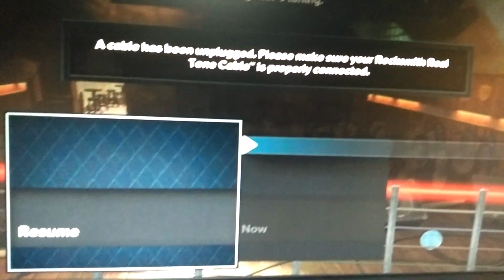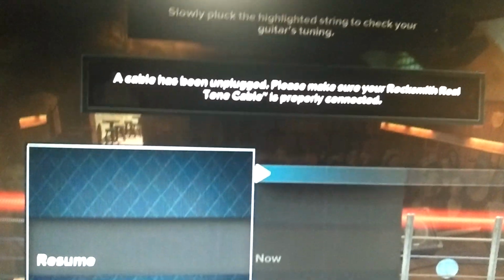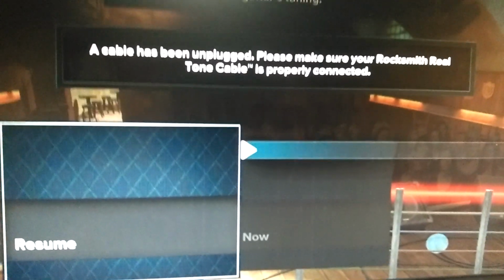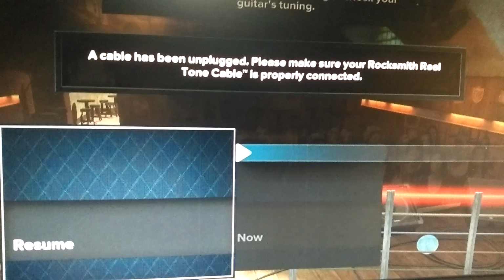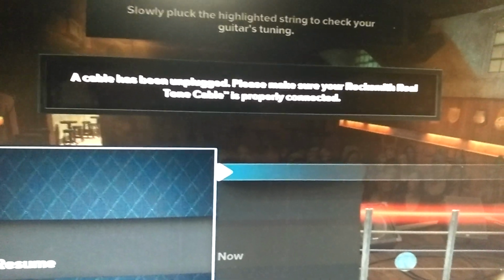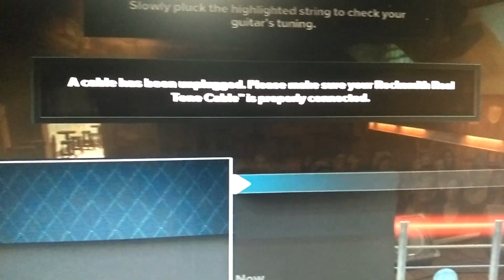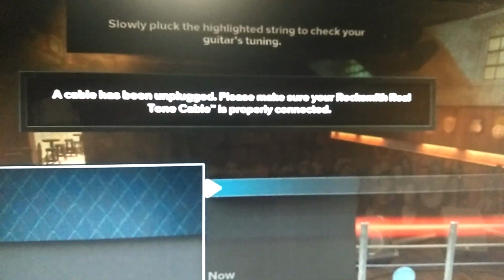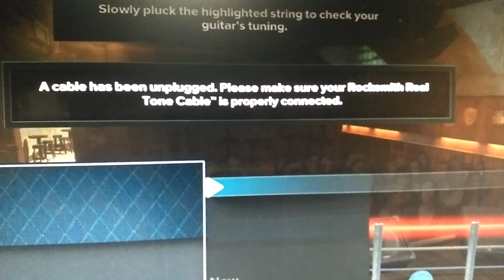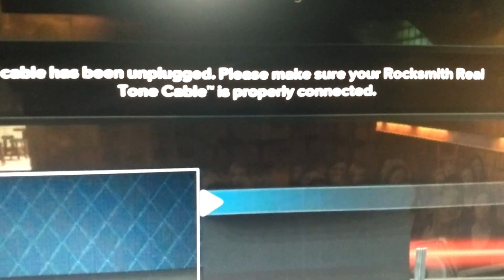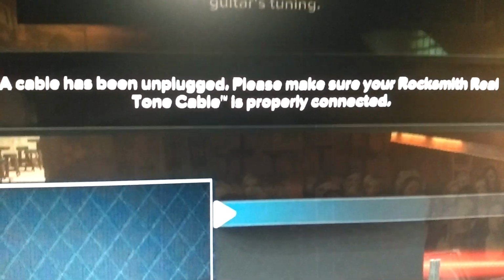Okay, so I'm going to attempt to hopefully help out a few people who are in the same situation as myself. I'm getting this error in Rocksmith. I'm playing it through Steam on my PC. This is the first Rocksmith game, but I am having the same issue with Rocksmith 2014. It says a cable has been unplugged. Sorry about the blurriness of this. Cable's been unplugged. Please make sure your Rocksmith Real Tone cable is properly connected.